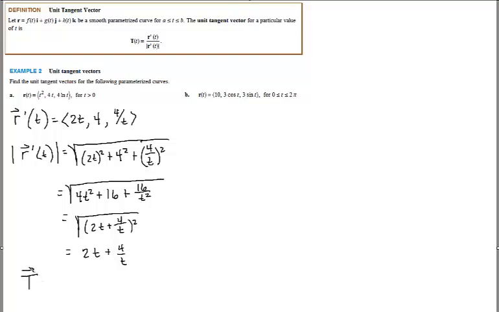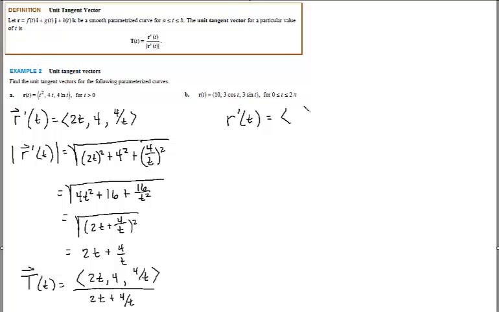Now this unit vector of t is going to be just that, 2t, 4, 4 over t, divided by that magnitude. Nice. I might note that this has got to be for t greater than 0, and that looks like they've already noted it, so I didn't really have to.